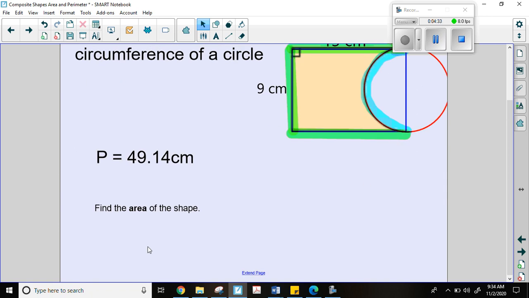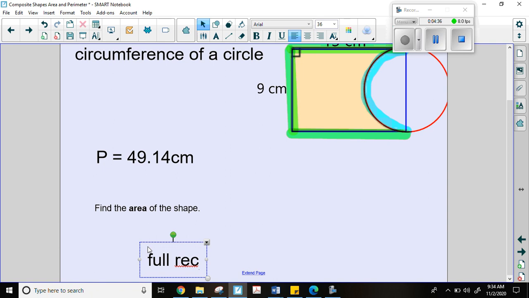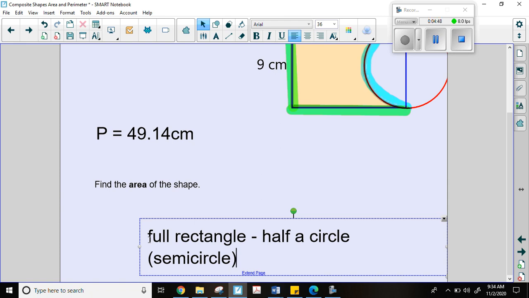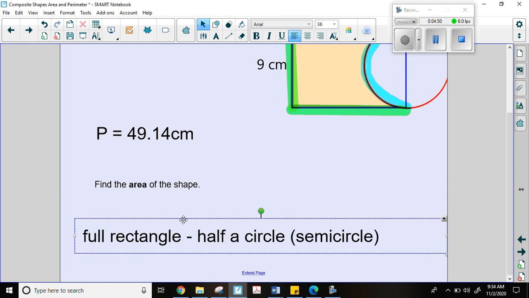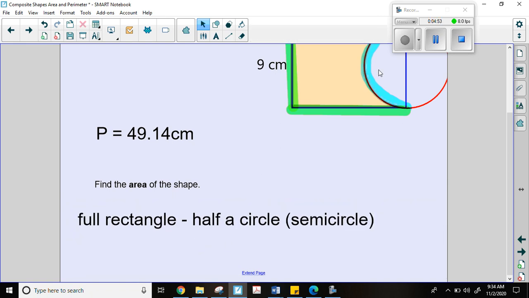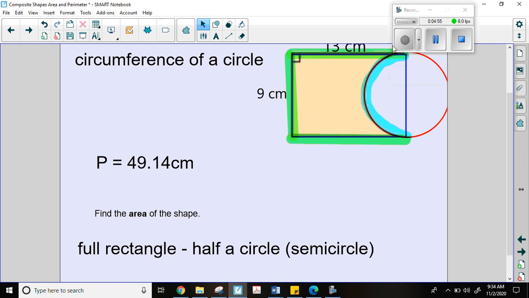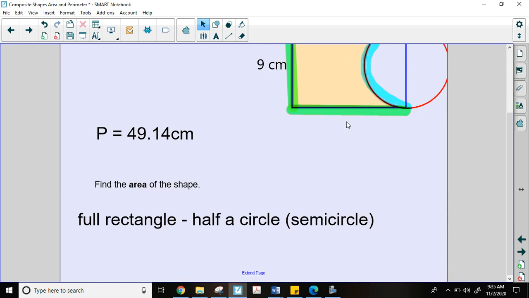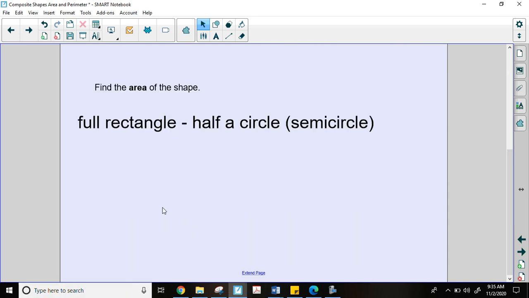So full rectangle minus half a circle, or that's called a semicircle, for your notes and things like that. I want you to hit pause. I want you to see if you can find area of the rectangle, then subtract half the area of this circle and see if you get to this answer, 85.19.